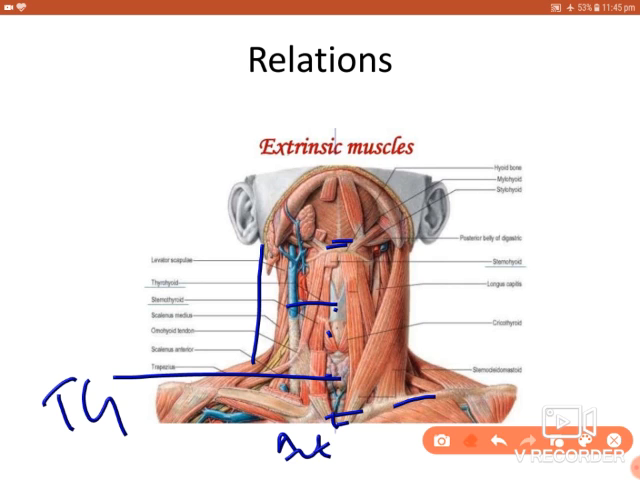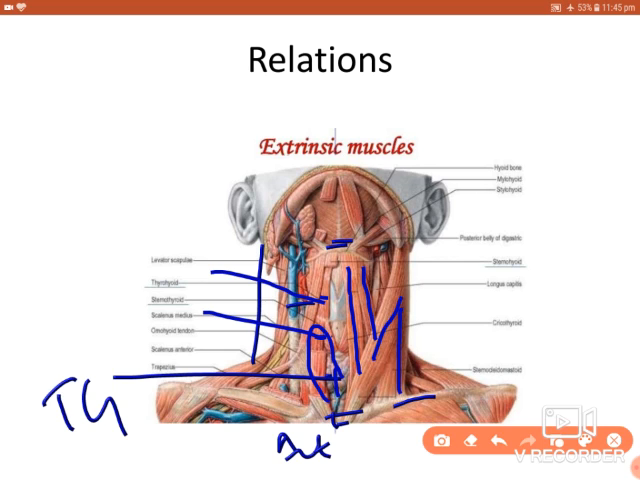These are the strap muscles of the neck. Superficial and lateral, you can see this muscle, the sternocleidomastoid. Medial to that, this is the sternohyoid. Lateral to that, this is the omohyoid. Posterior to the sternohyoid, deep to it, we get the sternothyroid, and this one is the thyrohyoid muscle. Okay, so this is the isthmus.